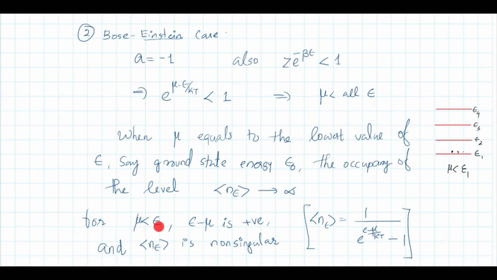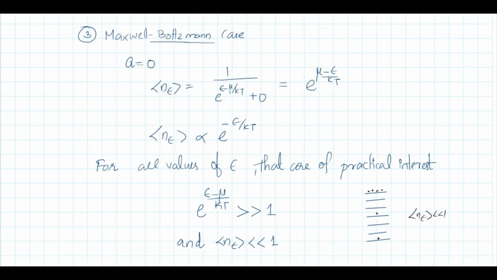Now, for mu less than epsilon, this epsilon minus mu is positive. So the occupation number is 1 by e raised to epsilon minus mu by kT minus 1. Okay, e raised to a positive quantity means this quantity will be greater than 1, and we will get a non-singular value for the occupation number.